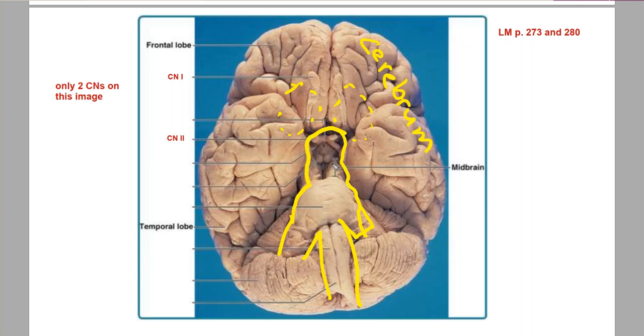And so that's all similar architecture to what we just labeled in our pictures. So you have the pons and you have the medulla oblongata right there, right? And so try to name the rest of the pieces of the architecture. And then there are just 2 cranial nerves that are labeled on this picture. And so I've shown you where they are. I want you to figure out what is cranial nerve 1 and cranial nerve 2.